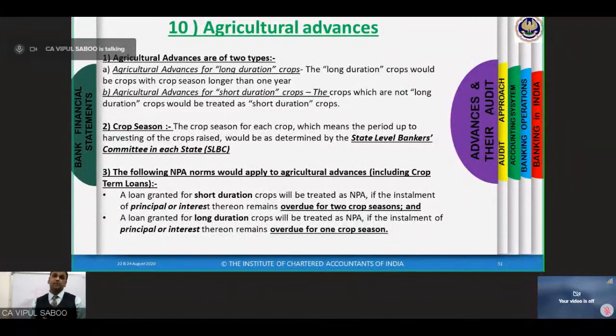Sell the crop, get money, realize money. If you are not able to sell it in 1 crop season, we'll give you another crop season for short crop season. For long crops, it is 1 crop season because it is already more than 1 year. So if you don't receive interest or principal from the loan given to the farmer, in the case of short crop season, for continuously 2 short crop seasons. In the case of long duration crops, for 1 long crop season, you will classify it as NPA.